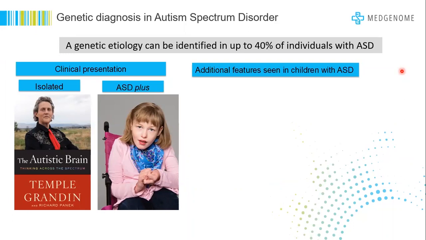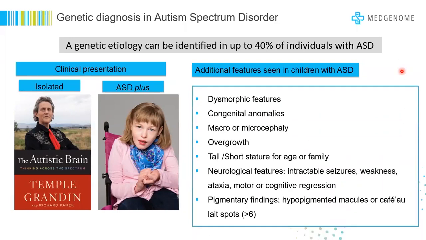Certain additional features need to be evaluated in children who have been put under the ASD spectrum: whether they have any dysmorphic features, or any congenital anomalies of any system which have been missed on general examination. They could have microcephaly, overgrowth, or tall or short stature for the family or for the age, and neurological features may be many, along with seizures, weakness, ataxia, cognitive regression. Presence of such features does not rule out a child having ASD. Along with that, certain skin or eye changes also need to be evaluated.